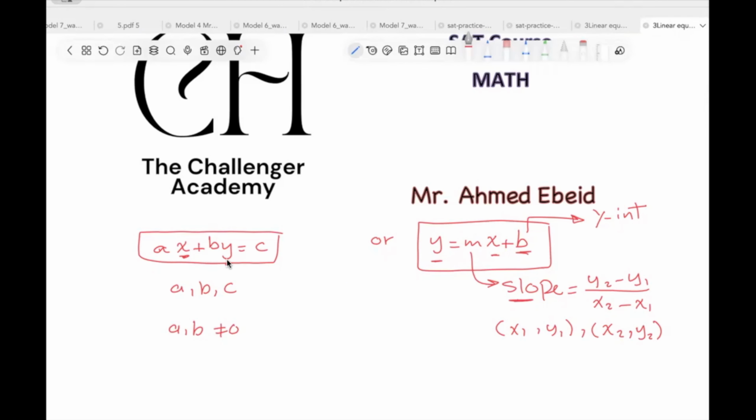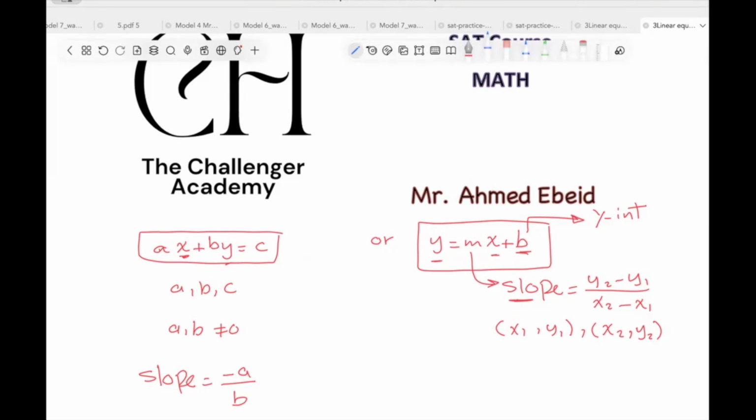How can we find the slope and the y-intercept from the equation ax plus by equals c? The slope is negative the coefficient of x, so negative a, over the coefficient of y, which is b. For example, if you have the equation 2x plus 4y equals 8, how can we find the slope? The slope is negative the coefficient of x, so negative 2 over the coefficient of y, which is 4, so it's negative 1 over 2.